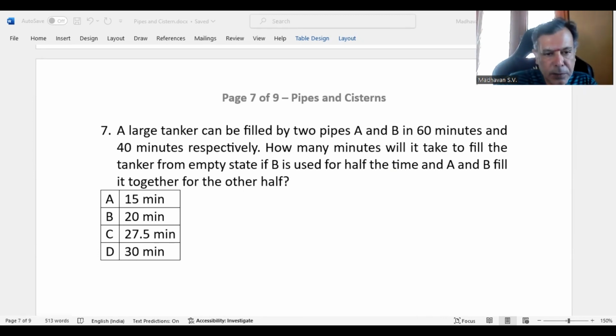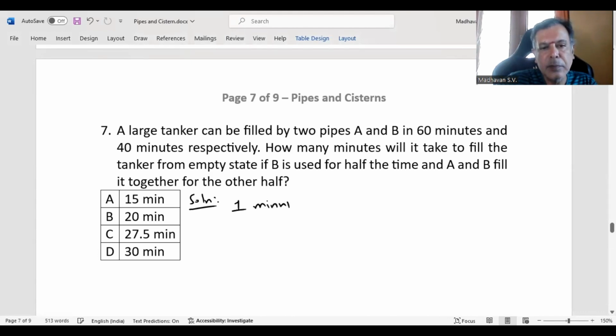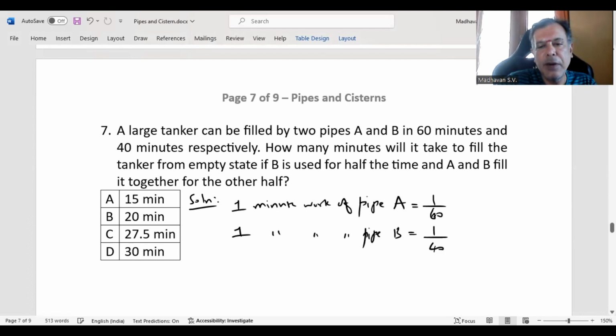So solution. 1 minute work of pipe A should be 1 by 60, and then 1 minute work of pipe B should be 1 by 40. Let the time taken to fill the tanker equal to X minutes.